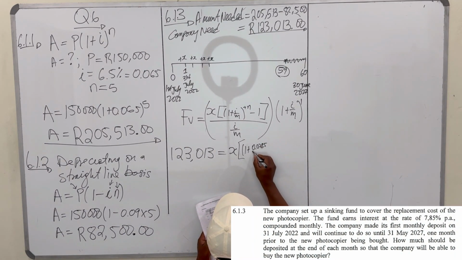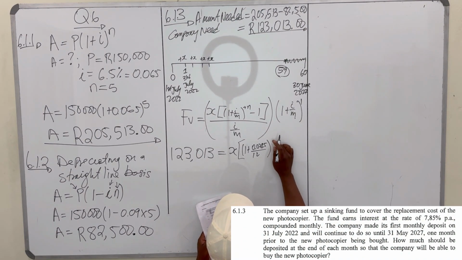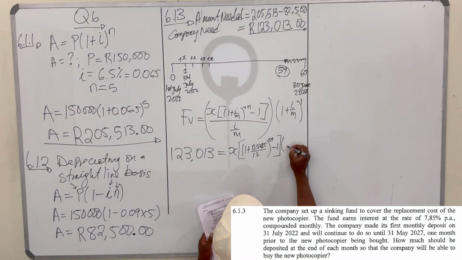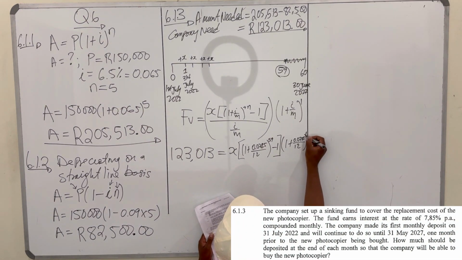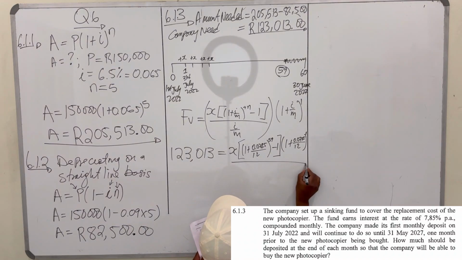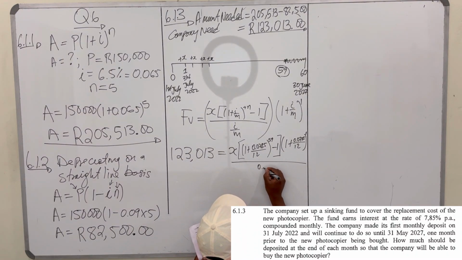0.0785 all over 12, raised by the number of deposits. How many deposits were made? A total of 59 deposits was made. Minus 1, times 1 plus 0.0785 all over 12, raised 1, which is that 1 month, all over 0.0785 over 12. Then you solve for your X, which is your monthly deposit.